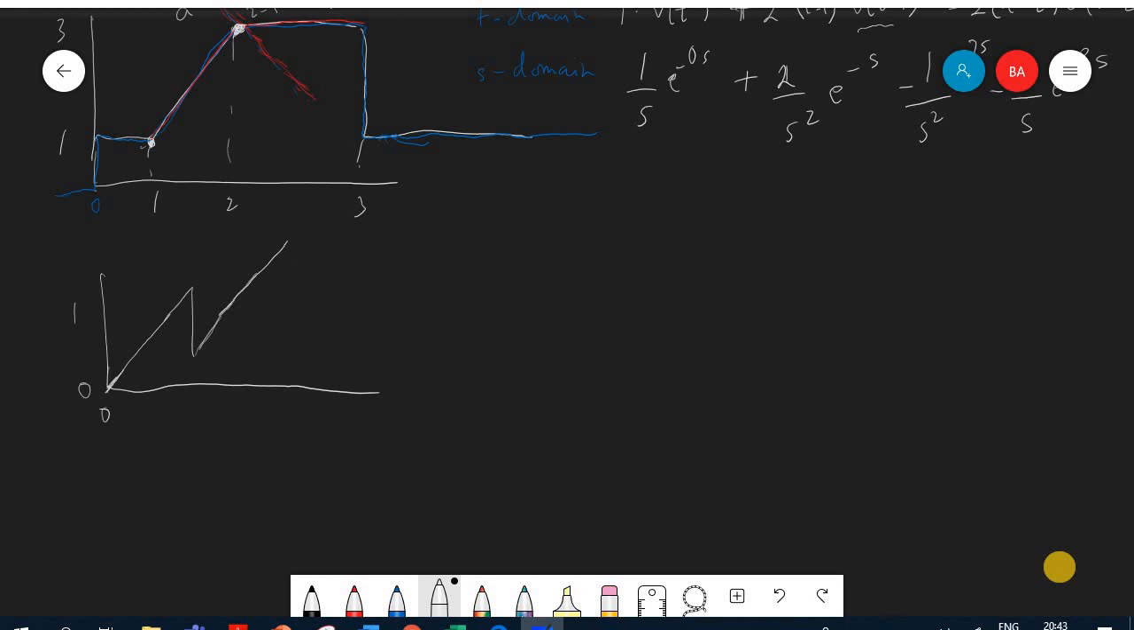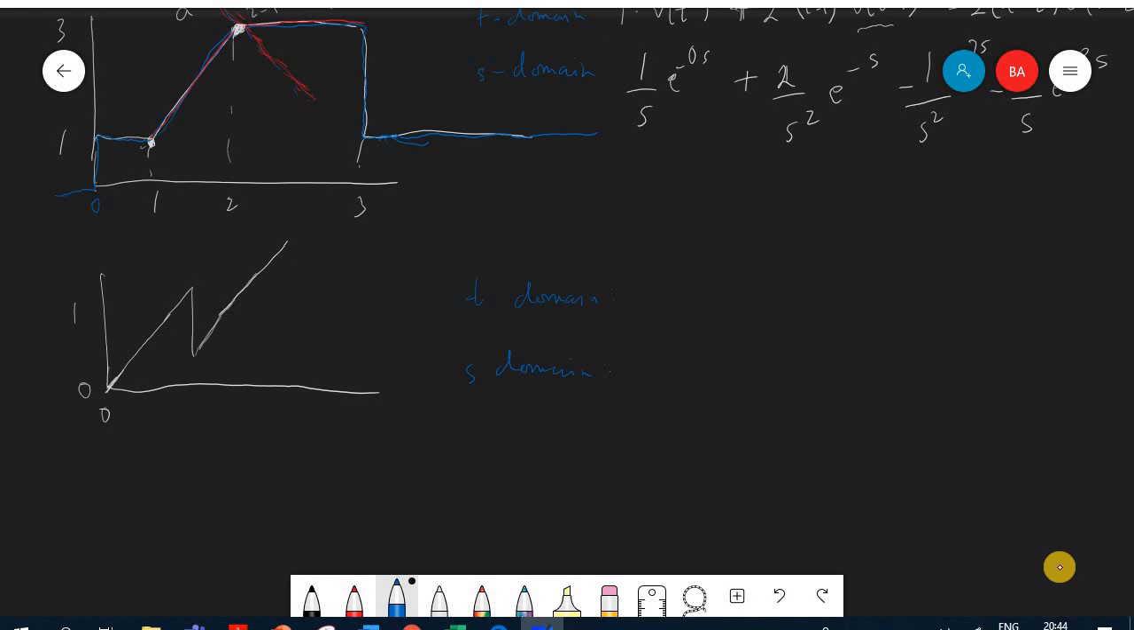So what do I have here? I have a ramp. So I'm going to write here the t domain and the S domain. And the question is going to be like in the exam: please write the function of the input here in terms of the time domain and in terms of the S domain, and you're going to write it like that.